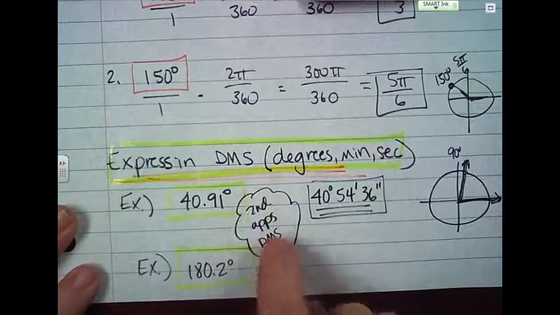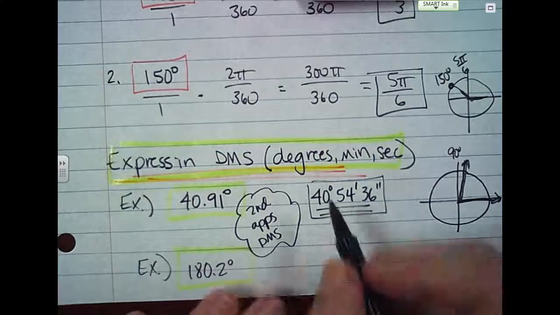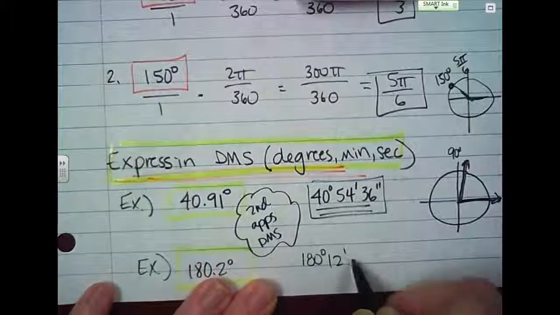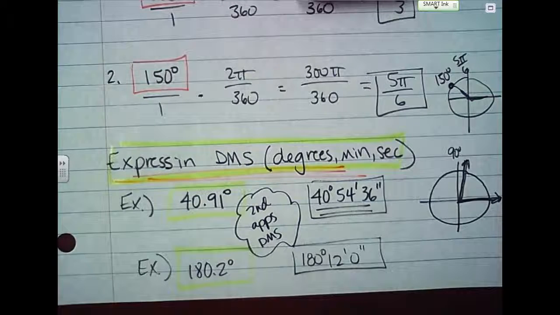Go to second apps, 180.2, second apps, and you should get, I want it in DMS, so I want degrees, minutes, and seconds. I got no seconds on that one, right? Do you have to put seconds? Yeah, put it all.